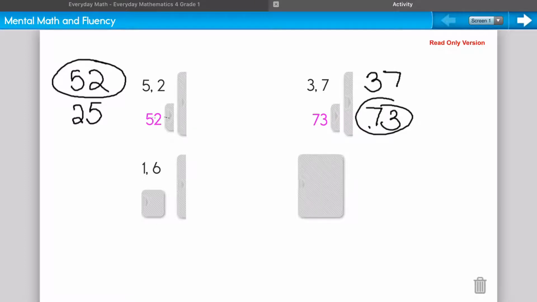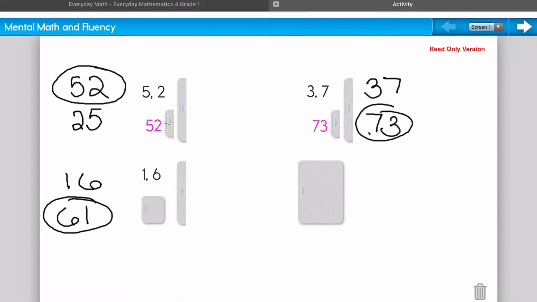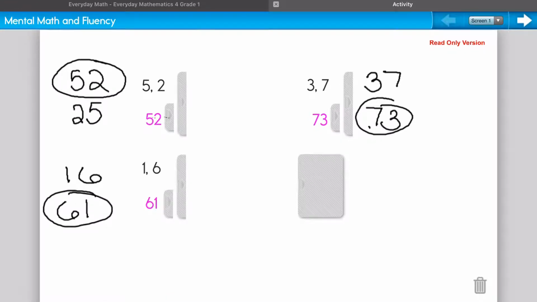1 and 6. These are two separate digits. Well, I could put 1 in the tens and a 6 in the ones to make 16, or I could put 6 in the tens and 1 in the ones, which gives me 61. Looking at those two numbers, which number would be greater? You're correct. 61. Let's check our answer. Remember, 6 tens is greater than 1.